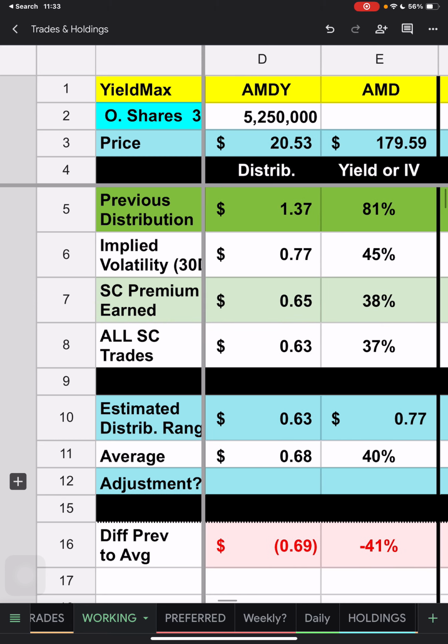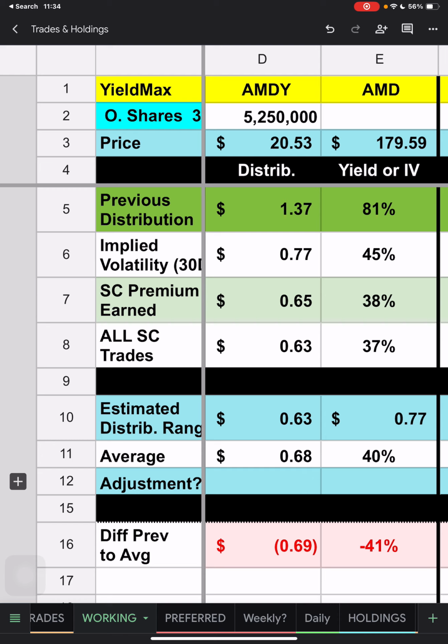Okay, so now we're going to go to AMDY. So you see the prices up there for AMDY, AMD, the amount of shares. We have over 5 million. The previous distribution here was $1.36 with the 81% yield. If we're looking at the 30-day implied volatility, it's looking like an average would be a 77 cent distribution. But if we look at how much premium we've earned so far, we're looking at 65 cents, and then the all short call trades is 63 cents.